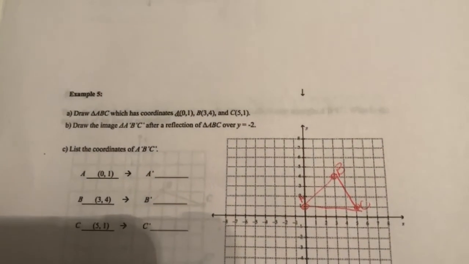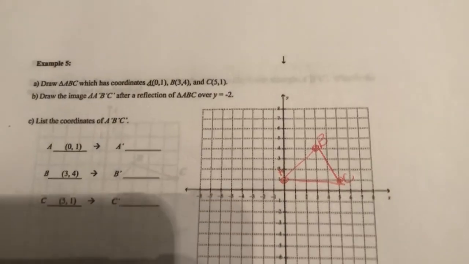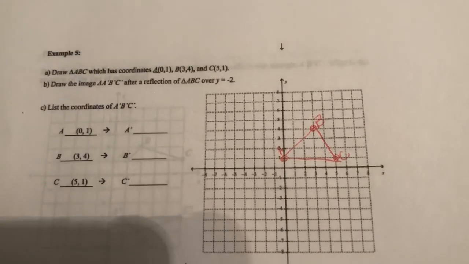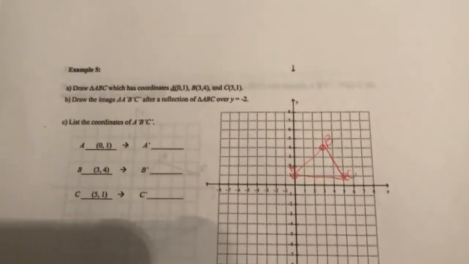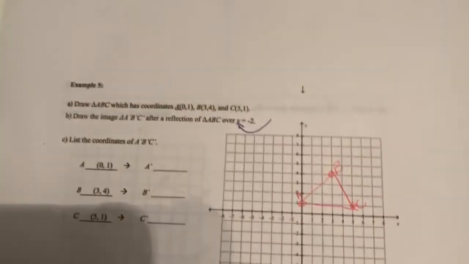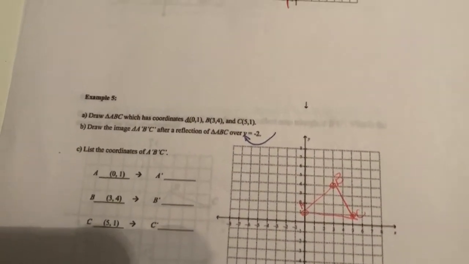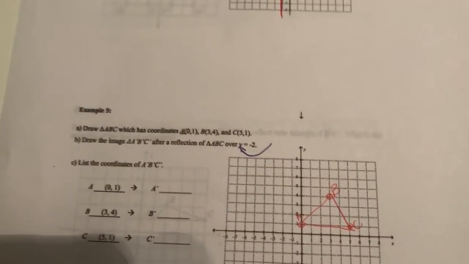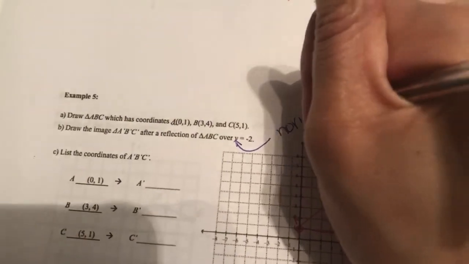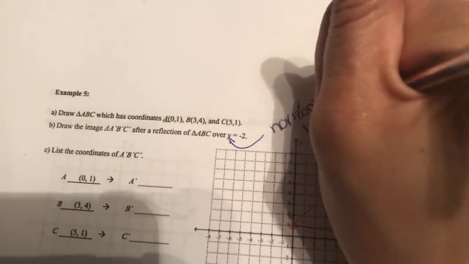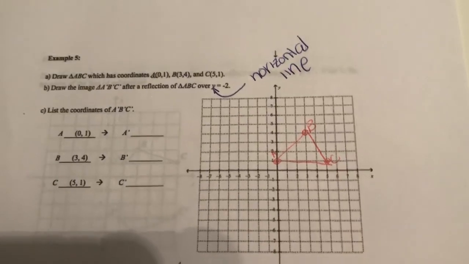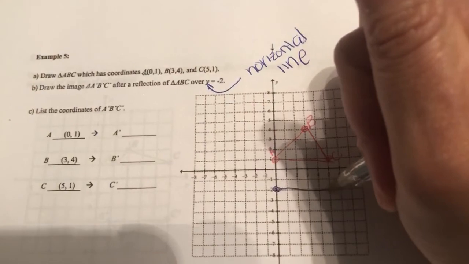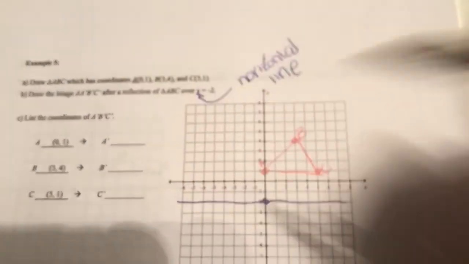Now, it says draw the image triangle A prime, B prime, and C prime after a reflection of triangle ABC over y = -2. All right, so when I see the y =, since x equals something was up and down, I should know that this is a horizontal line. So I'm going to find -2. And since it says y equals, my line is going to go left and right. It's going to go horizontal.